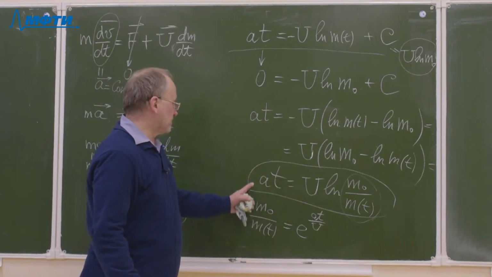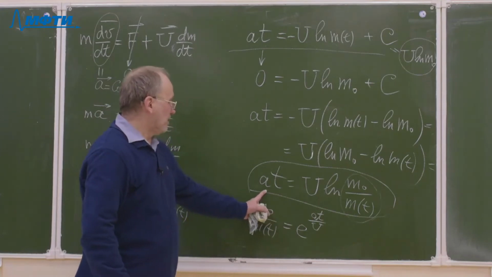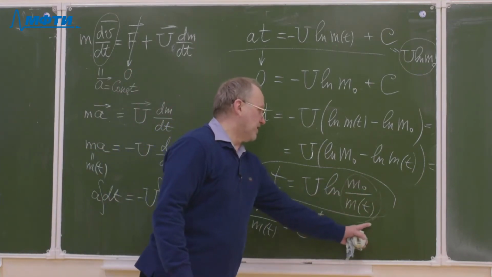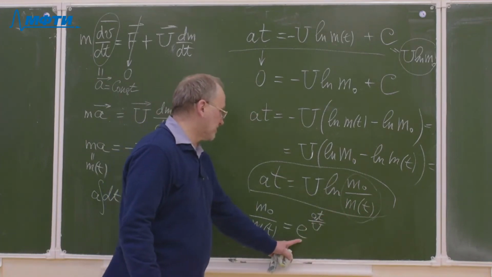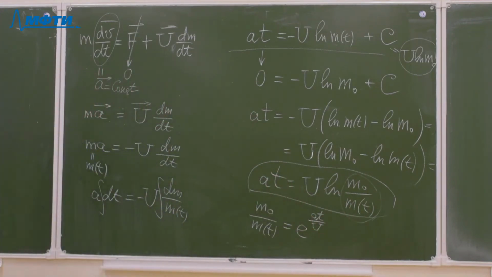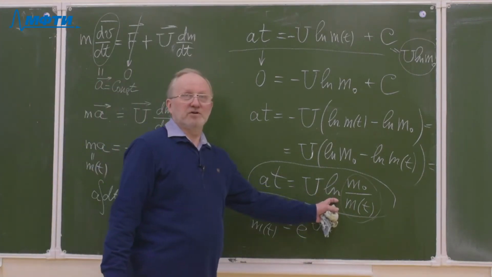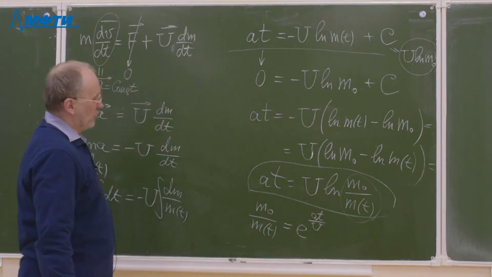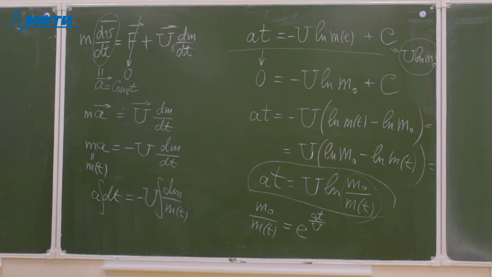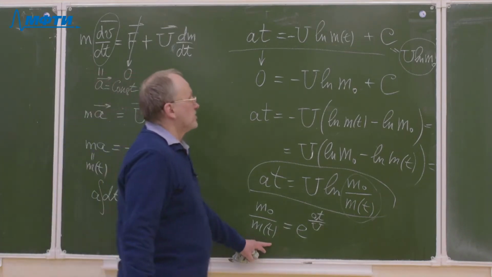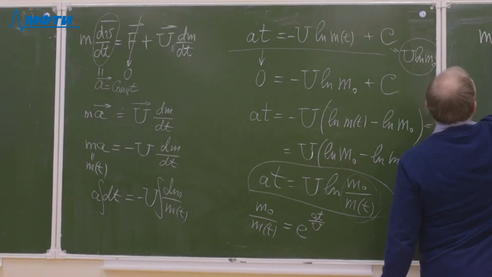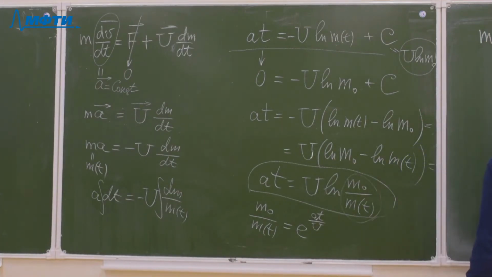So in the left-hand side of this equation, we obtain a t divided by u equal to a logarithm. It means that anything under the sign of logarithm may be expressed as an exponent. Why so? Because of the definition of logarithm. Logarithm is such a function which by definition gives you this equation. We need to find m of t here. Let's do it. M of t here will be equal to m zero divided by exponent, that is, e to the power of minus a t divided by u.